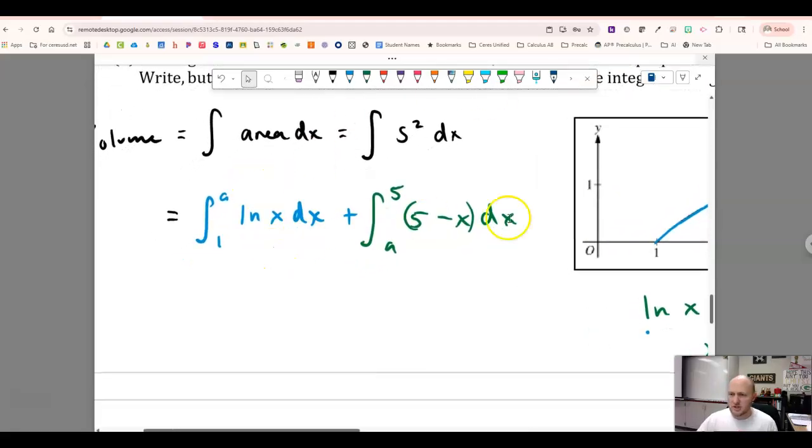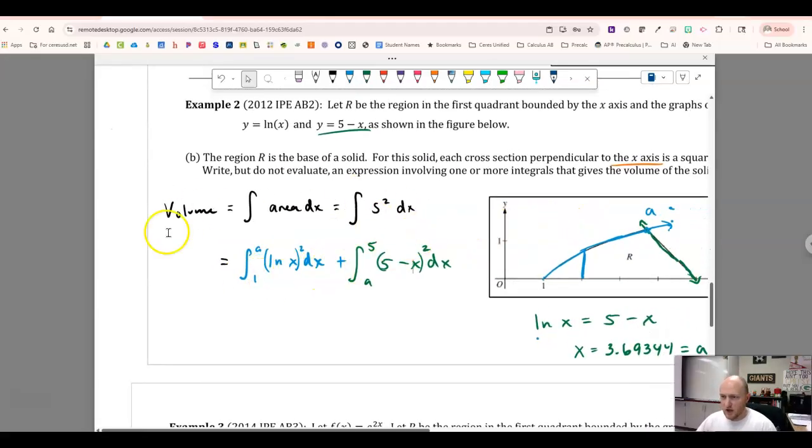Oh, these need to be squares though. This is just that distance. So what I have to do is square this. Square, square, and now we have it. Okay, so there you go. Integrate area, which is a square, so s squared, that distance squared.